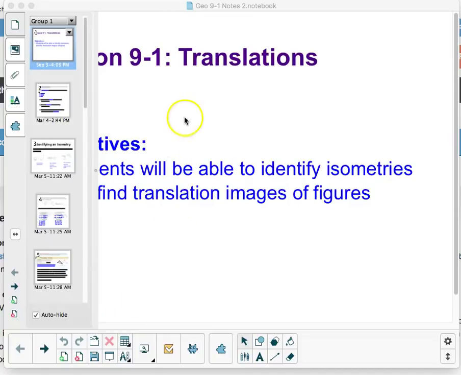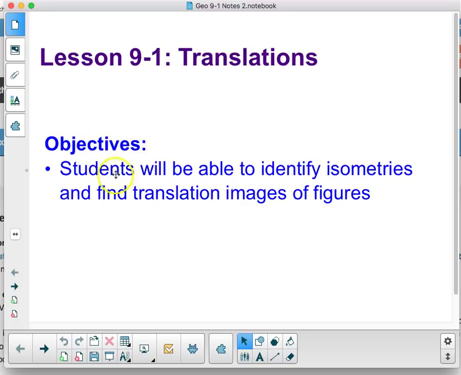Good afternoon. This is Geometry 9-1. We're working with translations. Our objectives: students will be able to identify isometries and find translation images of figures.